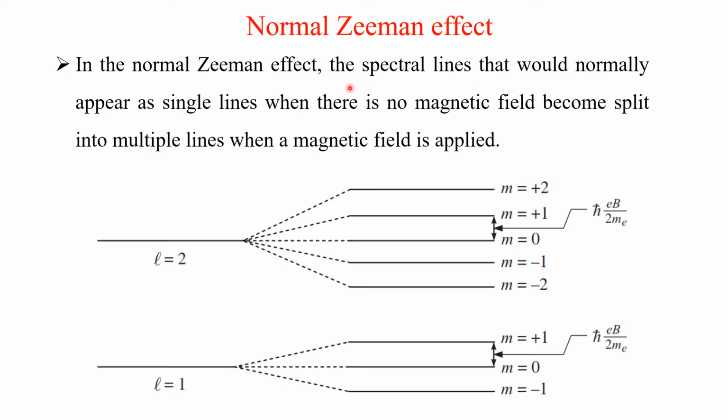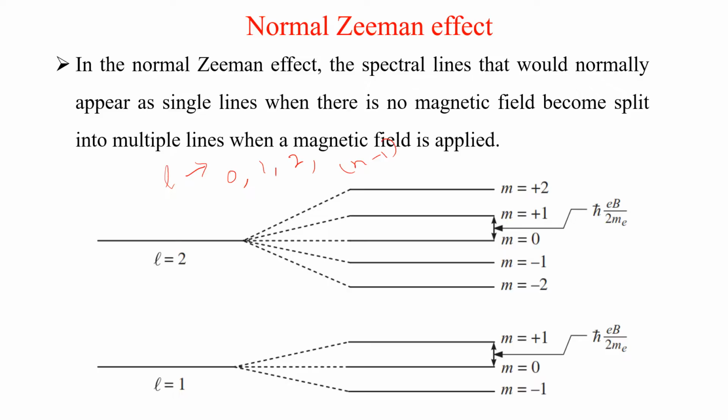In the case of normal Zeeman effect, the spectral line appears as a single line when there is no magnetic field, and it will be split up into multiple lines, like what I have shown in the figure, when you apply the magnetic field. Now we have taken a hydrogen atom as an example. Principal quantum number value is 1. So it can take L values. L starts from 0, 1, and it will go up to n minus 1. So this is about the hydrogen atom.